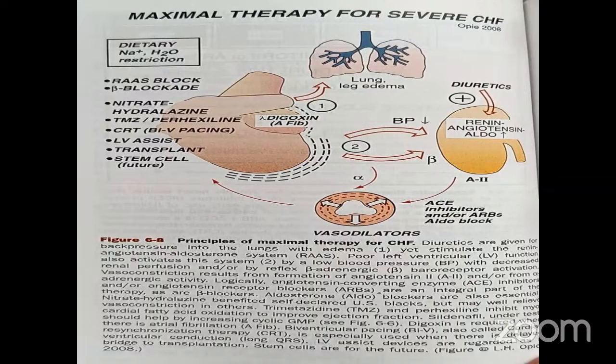Then aldosterone blockers are also essential. But in resistant cases, we have seen benefit of nitrate and hydralazine combined together, because one is a venodilator and one is an arterial vasodilator. Put together, there is a good benefit in these cases. In resistant disease, we start using perhexiline, CRT, digoxin, LV assist device, transplant, and stem cell therapy.